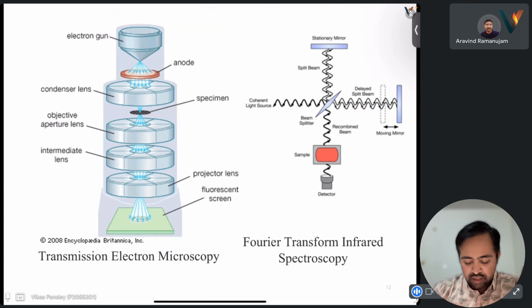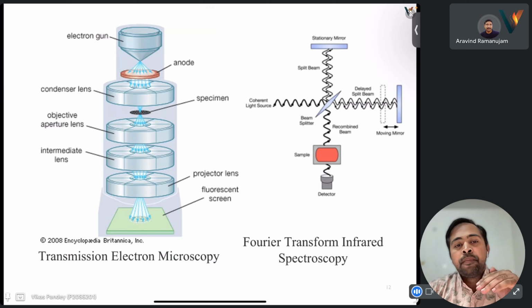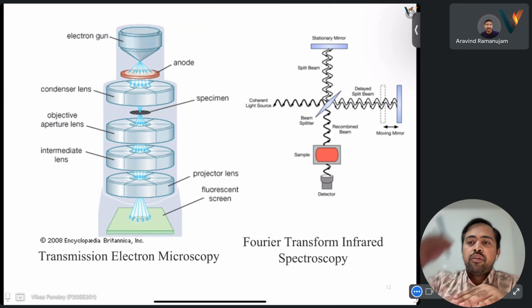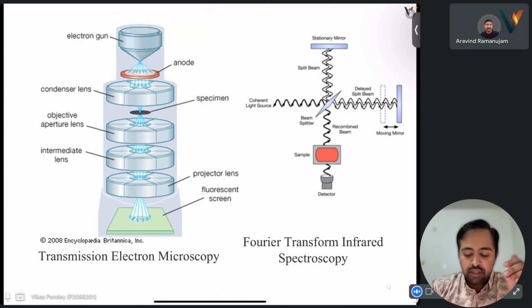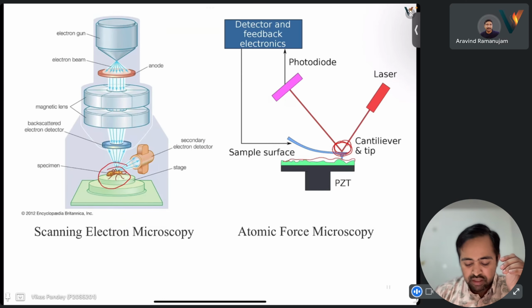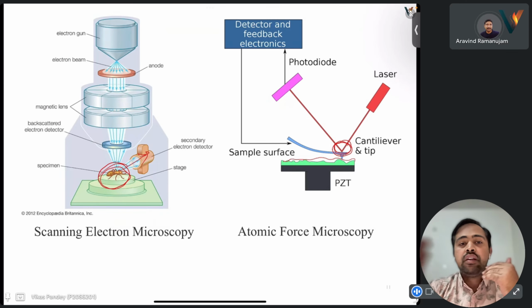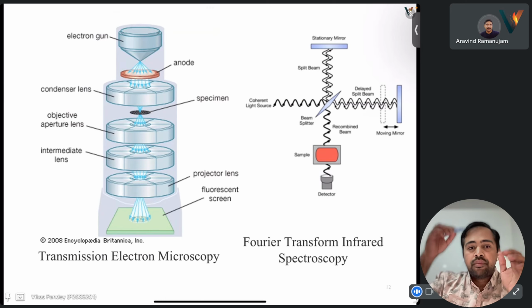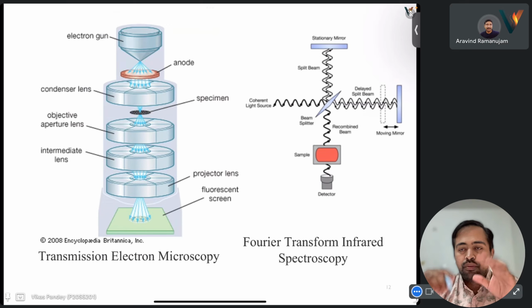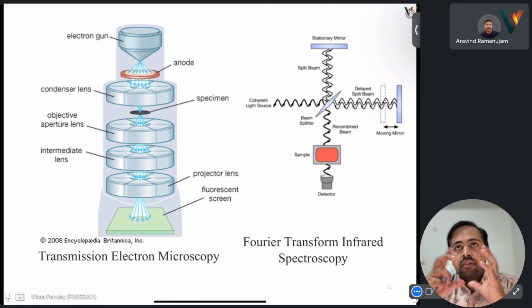Similarly, transmission electron microscopy is a way where we check the inside. Here the electrons pass through the sample. In the SEM case, the reflected electrons are being checked, whereas in TEM the electrons pass through the whole specimen, and then we can check the inside of it; the internal structure we can see.